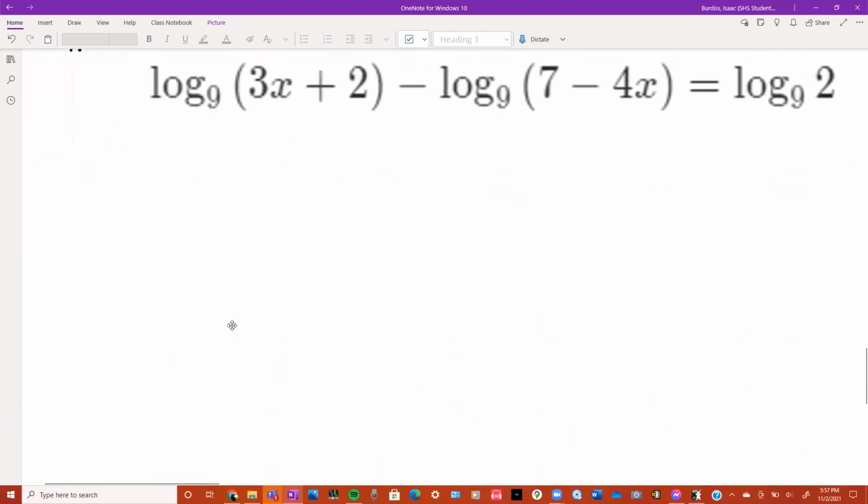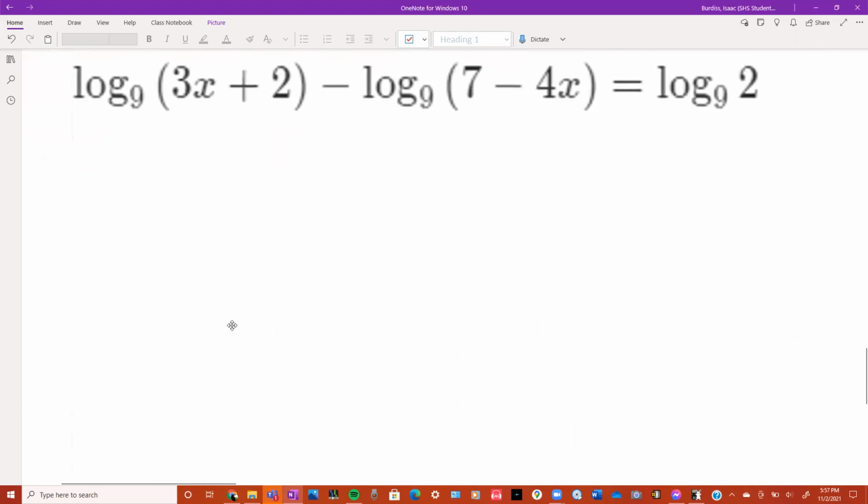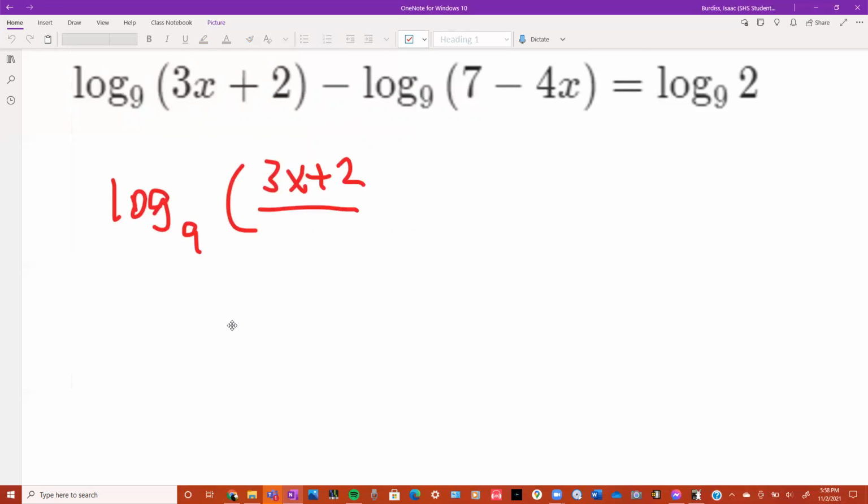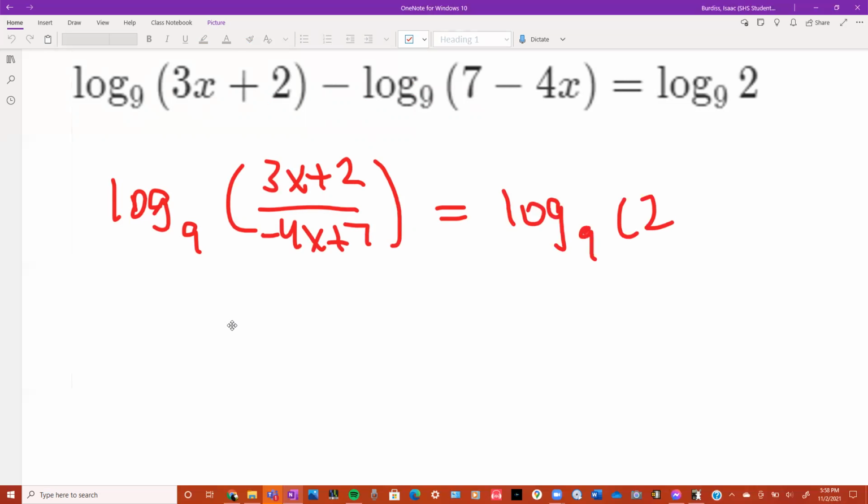I did that one a little bit slow, so let's try to do this one a little faster now that we know our rules. So we need to combine our logs. Since there's a negative right there, they need to be divided. So log with base of 9 has 3x plus 2. And then let's just change that to negative 4x plus 7, just rearranged it. And then log base 9 of 2. Now, this time we have logs on both sides, so bye-bye, they go.